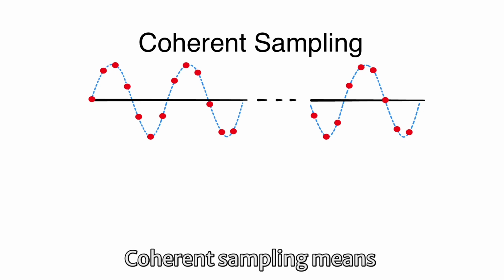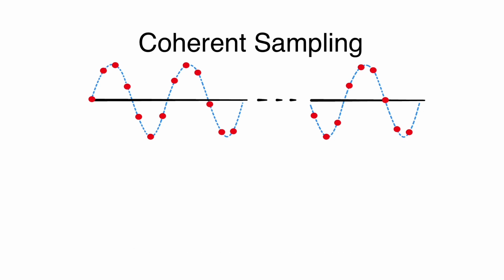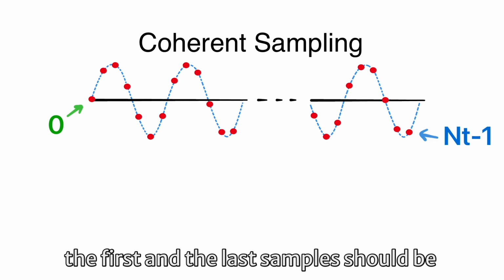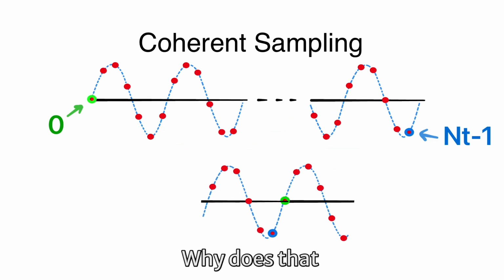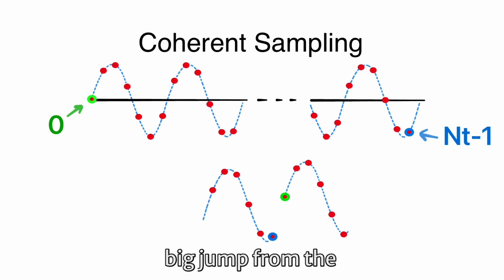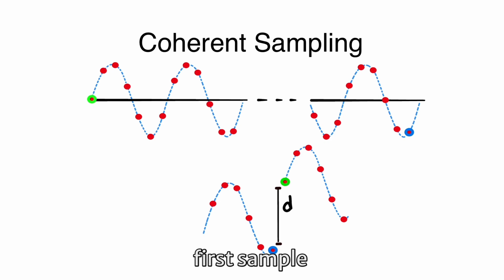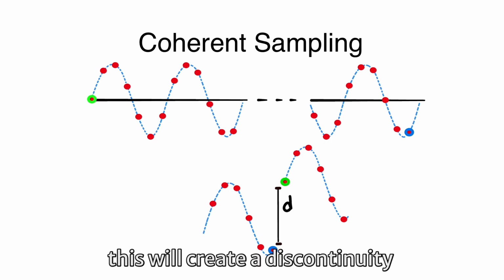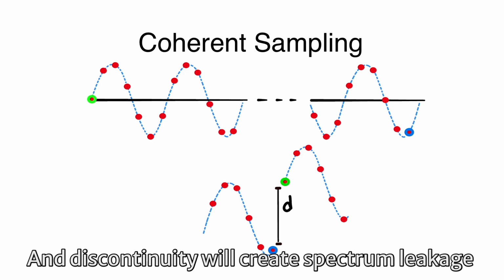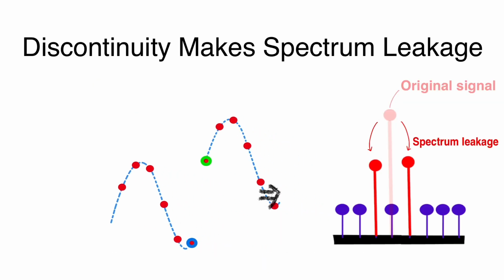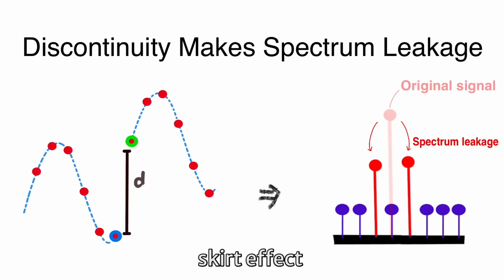Coherent sampling means in the sampling stream, the first and the last sample should be as close as possible. Why does that matter? Because if there's a big jump from the last sample to the first sample, this will create a discontinuity, and discontinuity will create spectral leakage, also known as Squarez effect.